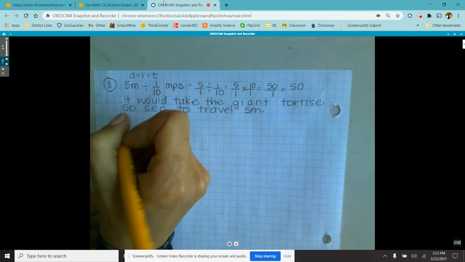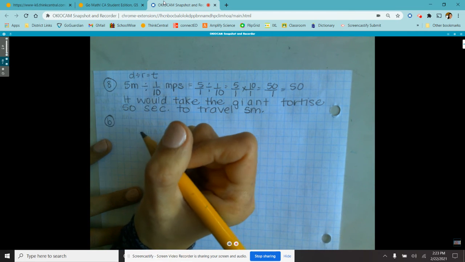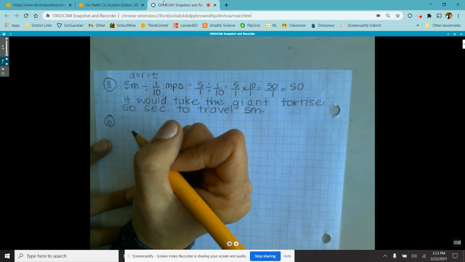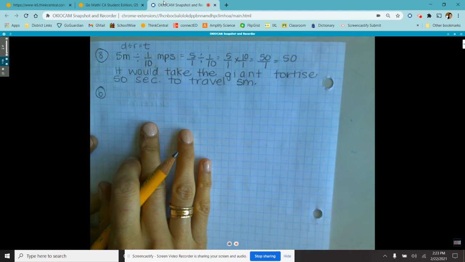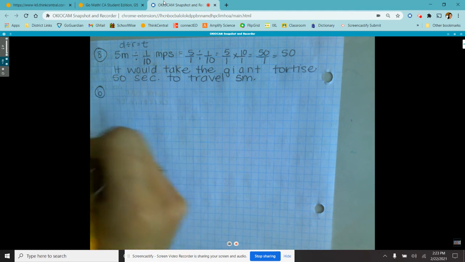Now that's A. B, ask how much longer would it take a giant tortoise than a cooter turtle to travel 10 meters on land? Find your answer. So for B, explain how you found your answer. Lovely. Well, first I'm just going to solve it.